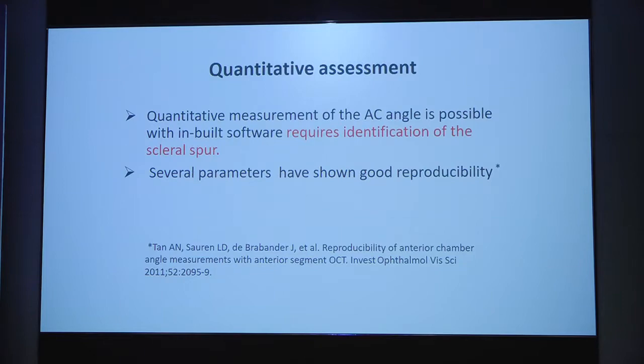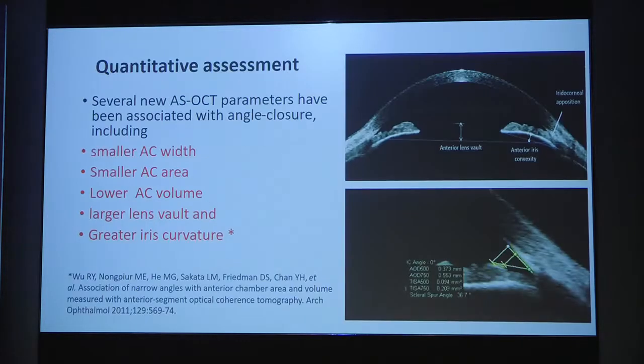Quantitative measurement of the anterior chamber angle is possible with built-in software, and it requires identification of the scleral spur. Several parameters have shown good reproducibility, and these are already discussed. What is new is that several new AS-OCT parameters have been associated with angle closure, which include smaller AC width, smaller AC area, lower anterior chamber volume, larger lens vault, and greater iris curvature.